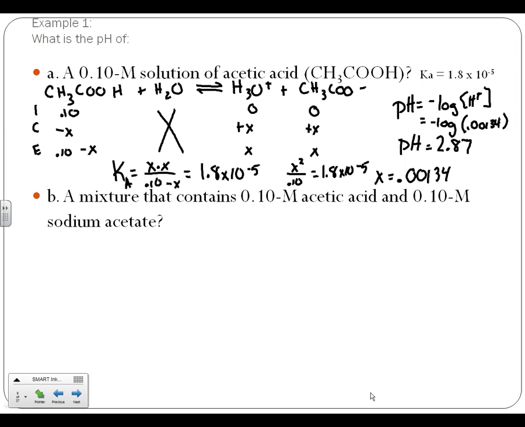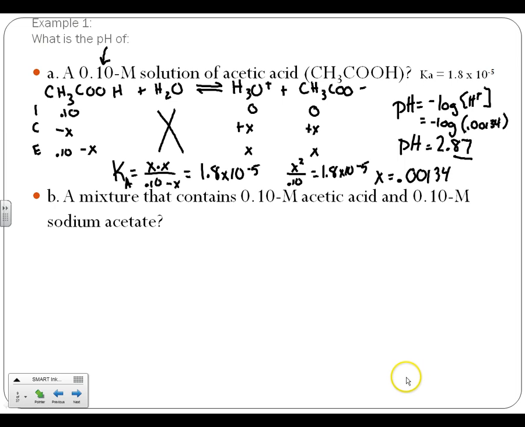Now, a word about significant figures and logs. Since I have two significant figures in my given, I want to make sure that in my pH I have two decimal places. So that's how that kind of matches up. You look for your significant figures in your given, and that equates to the number of decimal places you should have in your pH.